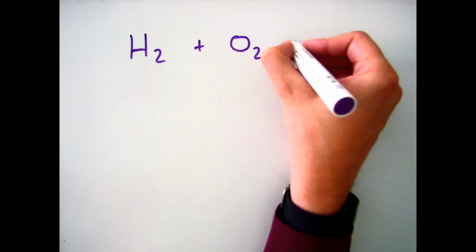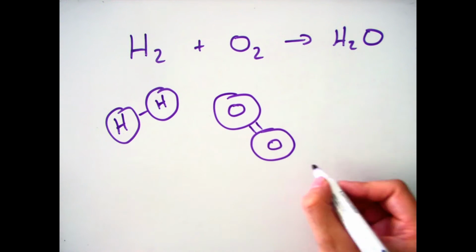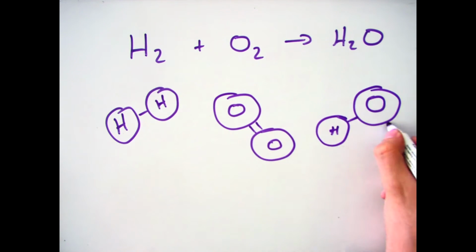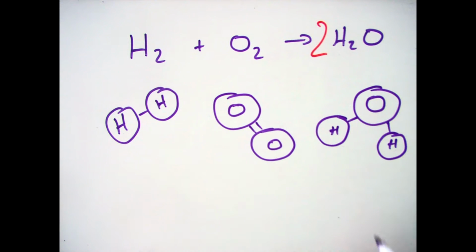Now to explain this, we're going to use the reaction between hydrogen and oxygen to make water. Now as you can see here, this is an unbalanced reaction. I have more oxygens on the left than I do on the right. Now in any reaction, the number of atoms on the left needs to be the same as on the right. So what we're going to do is we're going to balance it.